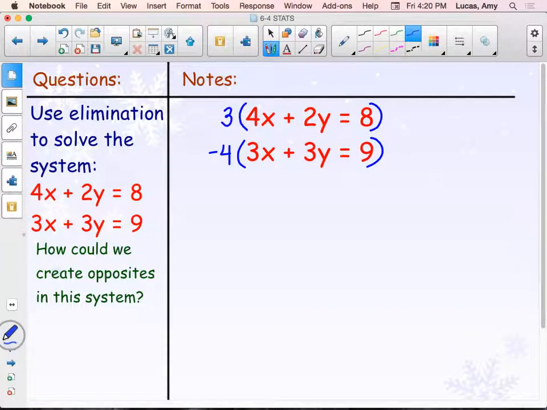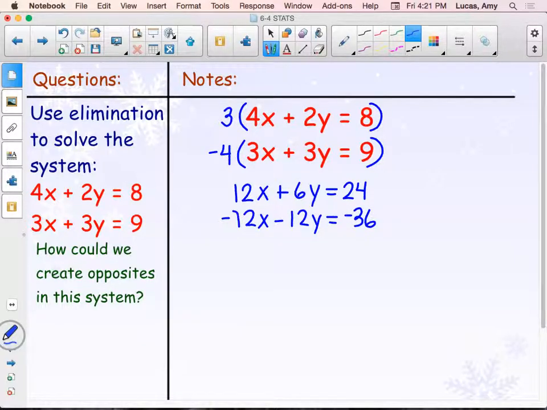This method will always work. If you're not very good at figuring out common denominators, like I did on the last two, to figure out what to multiply by, this method will always work. If you take the two coefficients and flip them around and make one of them the opposite sign that it was originally, it will always work to give you opposites. So my new system is 12x plus 6y equals 24, and negative 12x minus 12y equals negative 36. Okay, the x's have eliminated themselves.